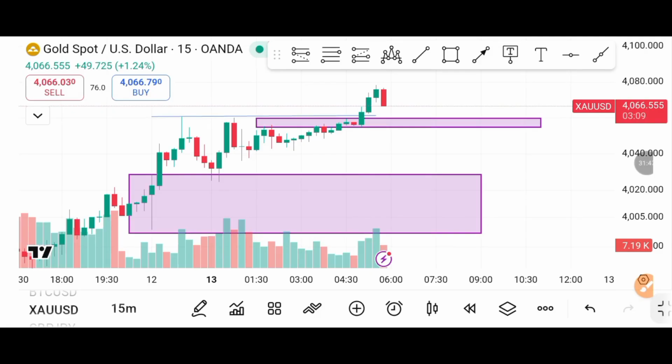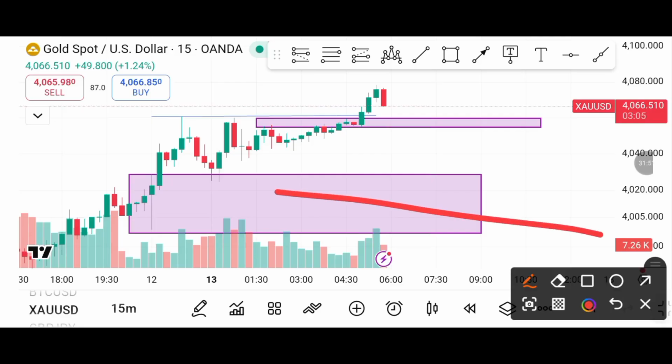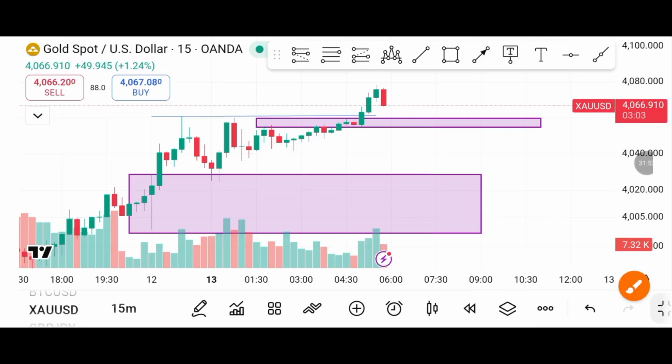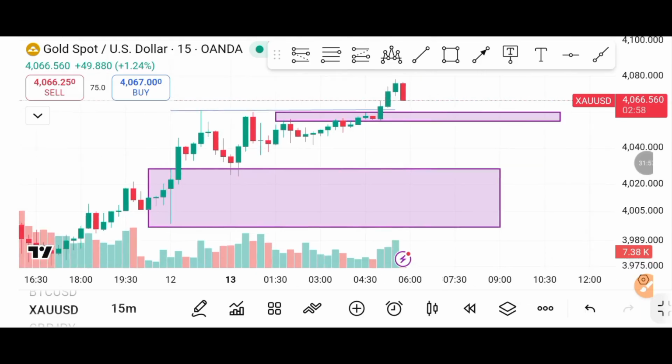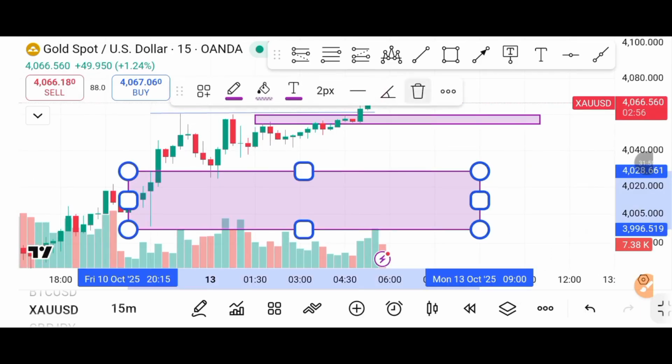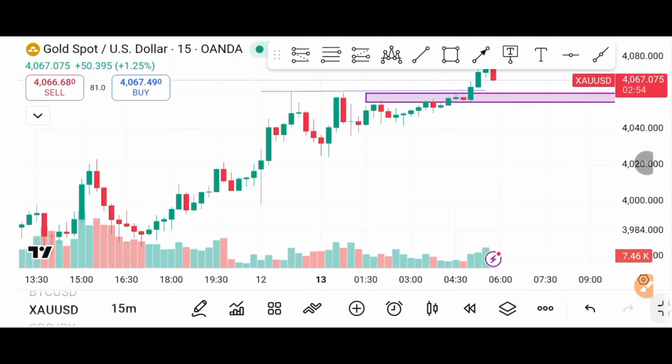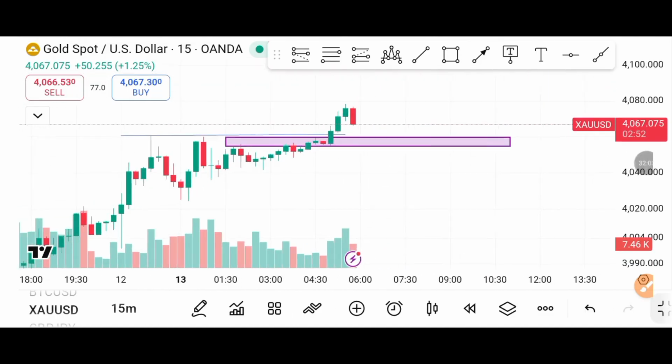You can treat it as a support zone. You can see price already tapped into it. So what we can do at this point in time is we can just treat that area as a zone that price could possibly react to. But so far so good on the 15 minutes time frame.